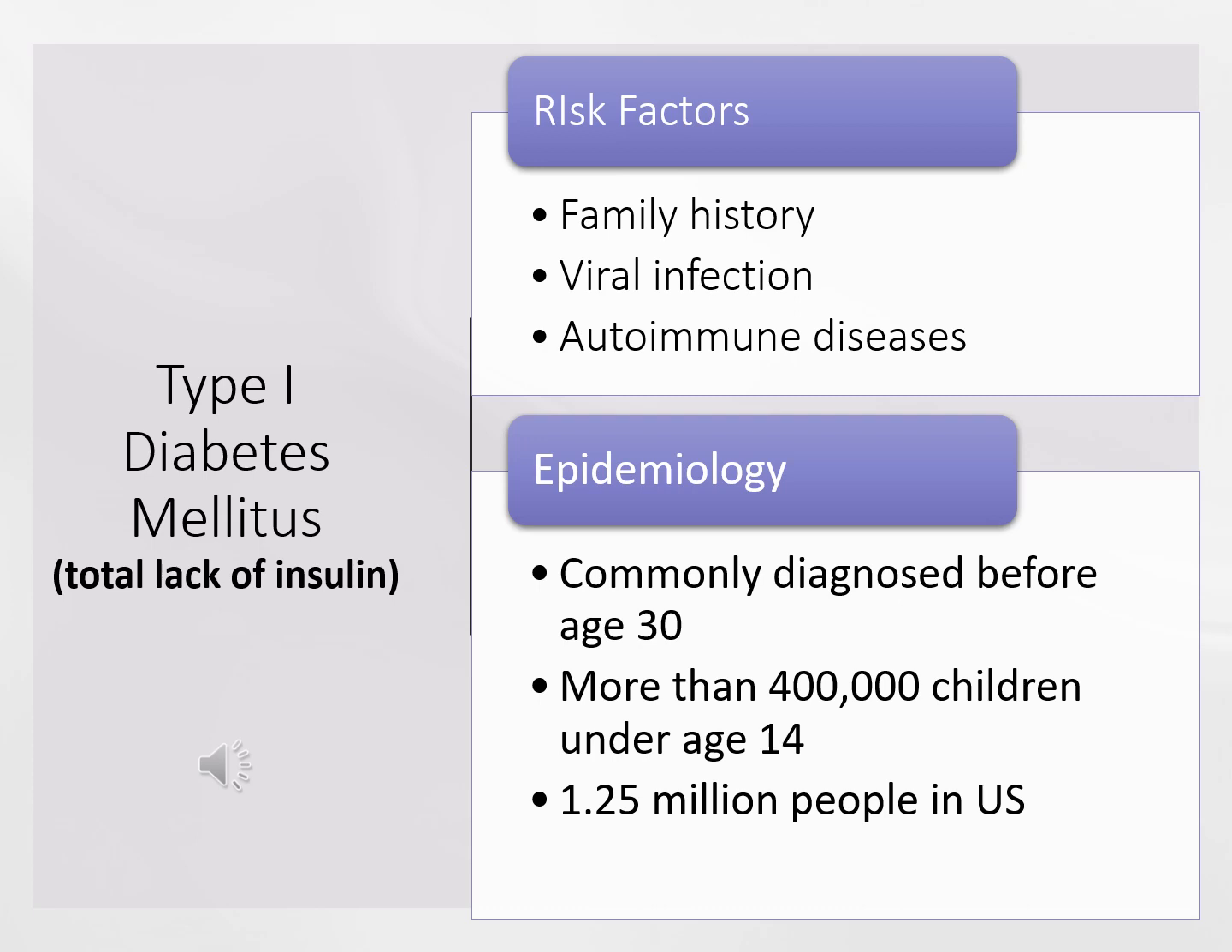Risk factors: family history, some autoimmune diseases, viral infection. Typically, we see these in people that are under the age of 30, but you can have a type 1 diagnosed older than that. When we discuss type 1 and type 2, I want you to understand that they kind of bleed a little bit over into each other.